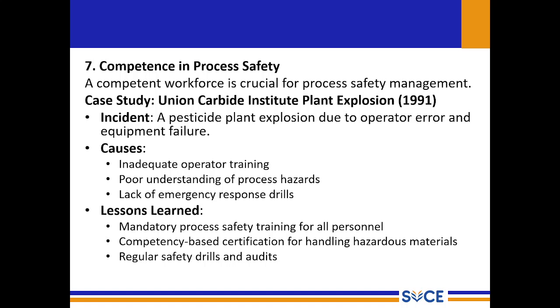What are the causes of the disaster? Inadequate operator training. Workers were not properly trained on handling hazardous chemicals. Lack of awareness about critical safety systems and shutdown procedures. Poor understanding of process hazards. The chemical reaction was not properly maintained. Operators failed to recognize early warning signs of a dangerous buildup.